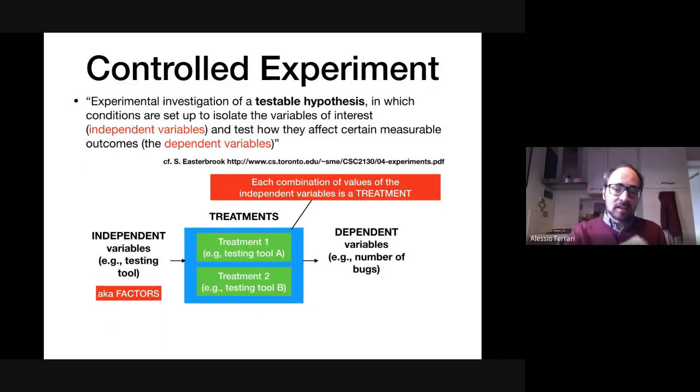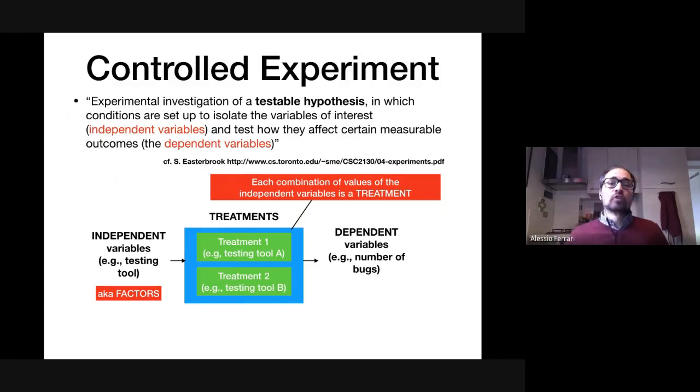So let's see more in detail what these controlled experiments are, with some definitions. Now we've seen a high-level view of the different elements that you will encounter through these lectures. Let's see more formal definitions.